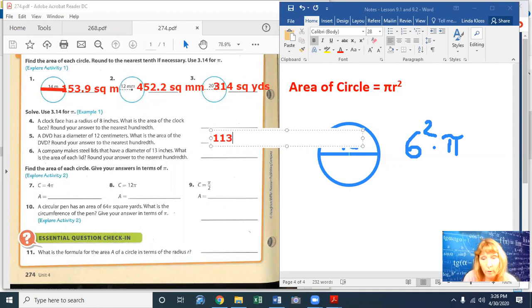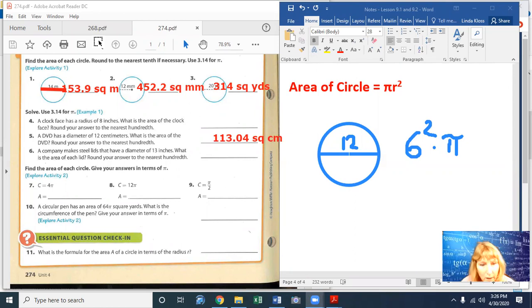113.04, but remember we want to round to the nearest tenth. No, nearest hundredth. So this time we want to round to the nearest hundredth. Gotta look at the instructions. So that's the answer. But then again, we gotta put in the label. So that's square centimeters. Okay, 113.04 square centimeters.